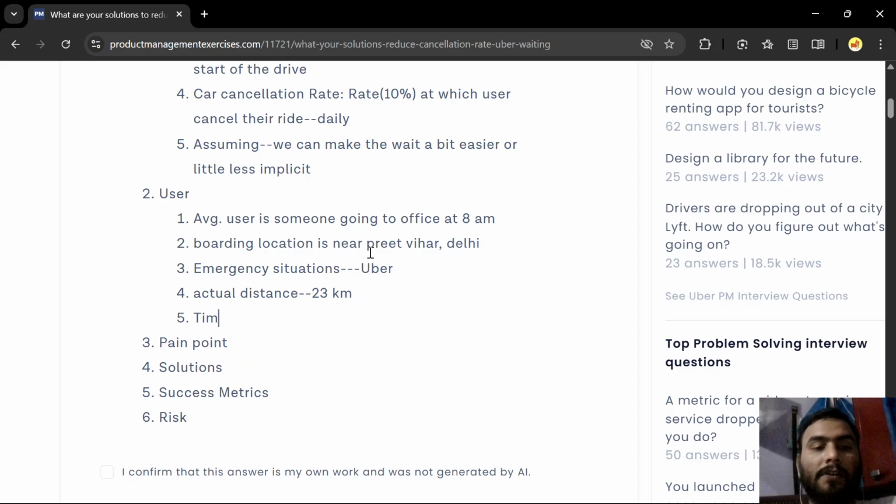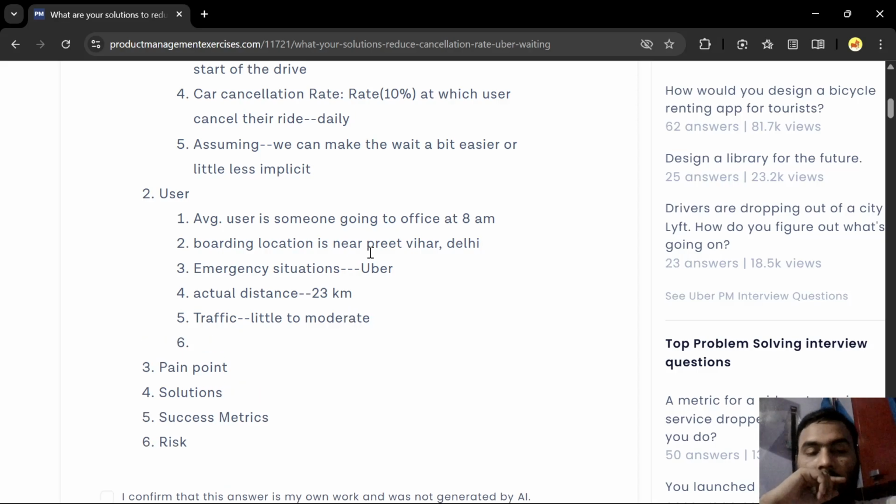And since this is transportation, traffic is, I would say, moderate. We have described the key use case for this user: they book Uber in an emergency situation because they believe it would be faster to reach the office since they will be taking a separate vehicle from boarding to the final destination.